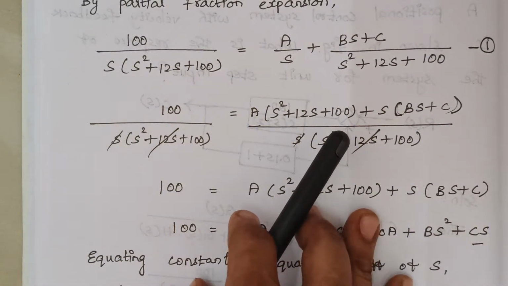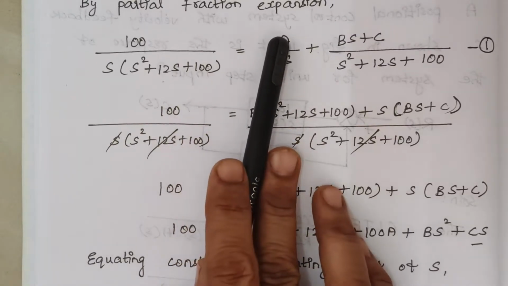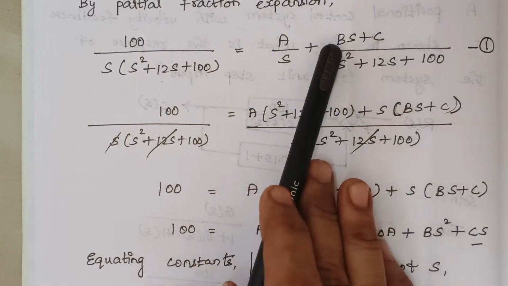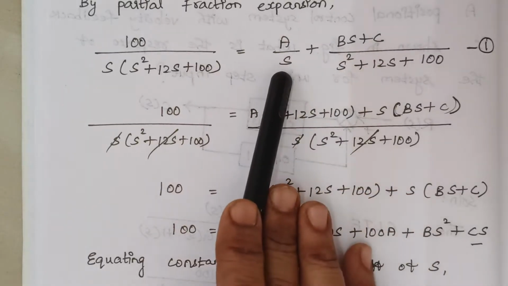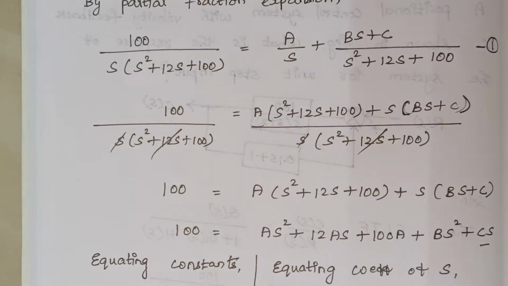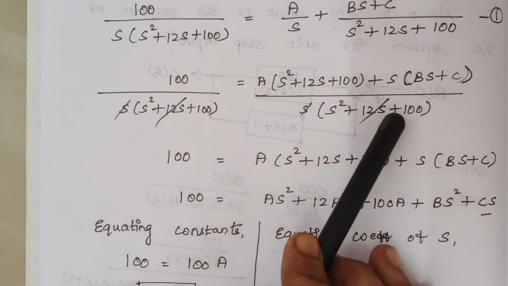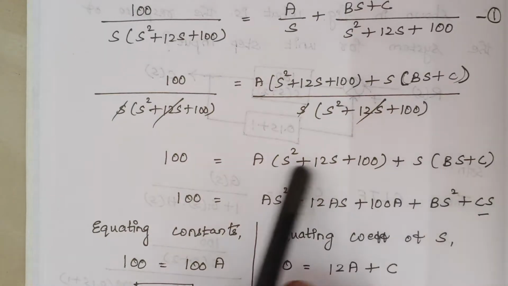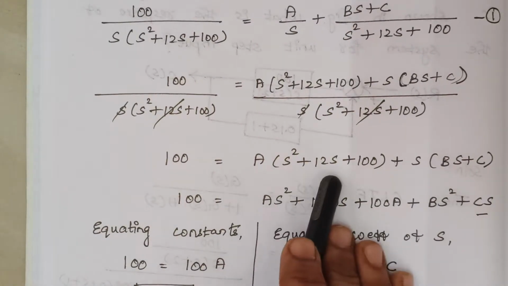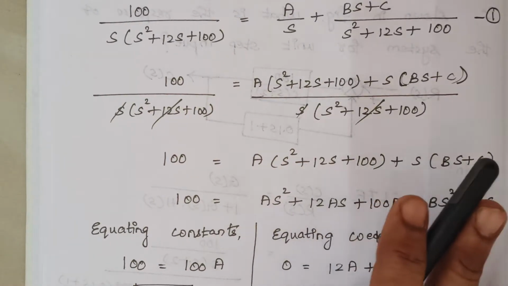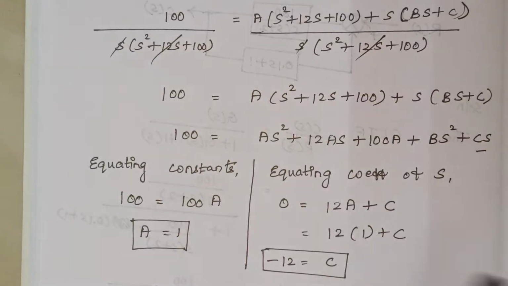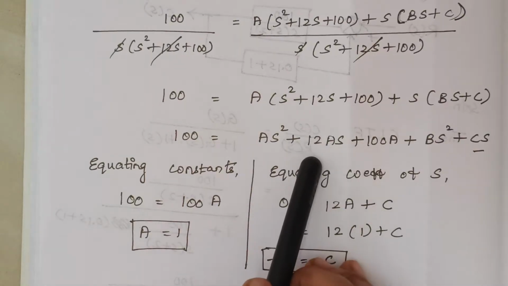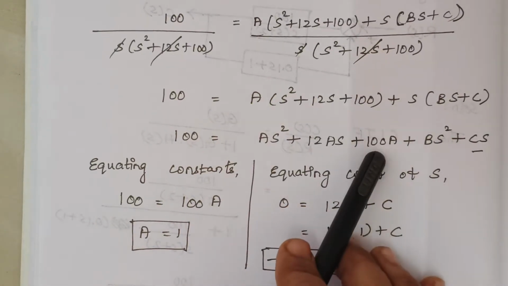And the next thing is, again we take the LCM here. So this a gets multiplied with s square plus 12s plus 100, plus this bs plus c gets multiplied with s. Again both the denominator terms are the same, so they cancel each other, and finally we have 100 equal to a into (s square plus 12s plus 100) plus s into (bs plus c). Now I am going to multiply here. So a into s square gives as square, a into 12s becomes 12as, and a into 100 becomes 100a.